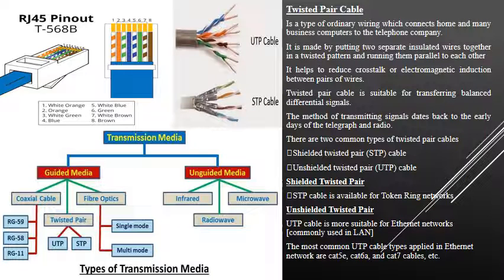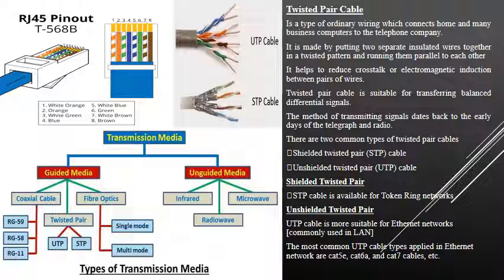Twisted pair cable. It is a type of ordinary wiring which connects home and many business computers to the telephone company. It is made by putting two separate insulated wires together in a twisted pattern and running them parallel to each other. It helps to reduce crosstalk or electromagnetic induction between pairs of wires. Twisted pair cable is suitable for transferring balanced differential signals. The method of transmitting signals dates back to the early days of the telegraph and radio.